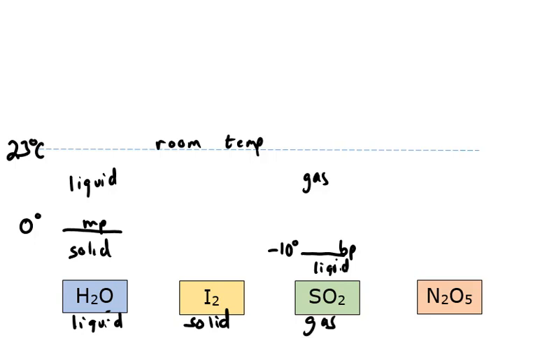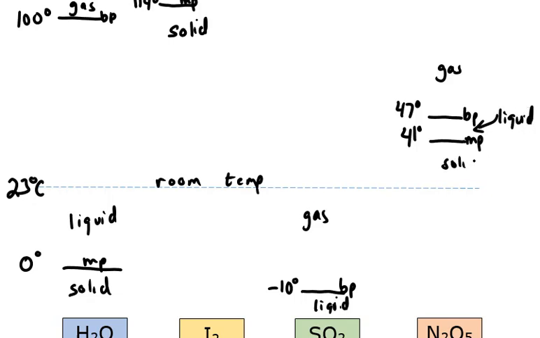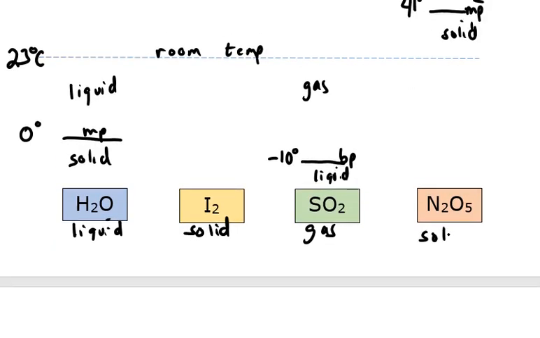And for the final example, N2O5. Look up its boiling point and melting point, and you'll find that the melting point is 41 degrees, and the boiling point is just a little bit higher at 47 degrees. So BP, MP. So it's going to be a gas up here. In between, it's a liquid, and then below it's a solid, and room temperature is below that, so it will be a solid at room temperature.